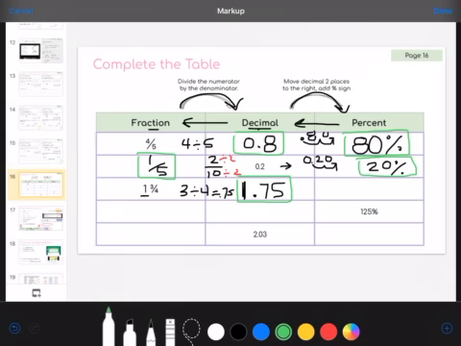Now I need to change it to a percent. So I have 1.75. Need to move my decimal 2 times to the right. So this would be 175%.